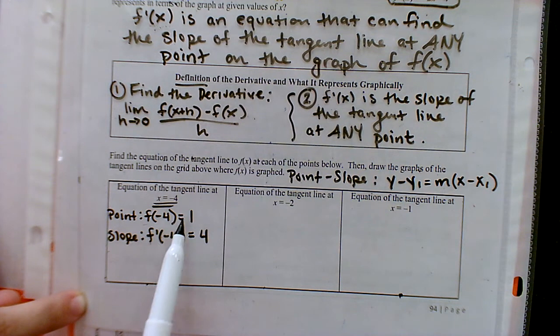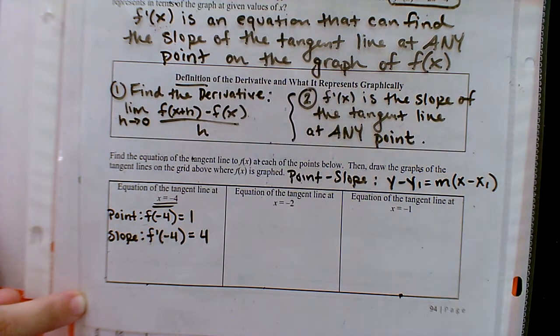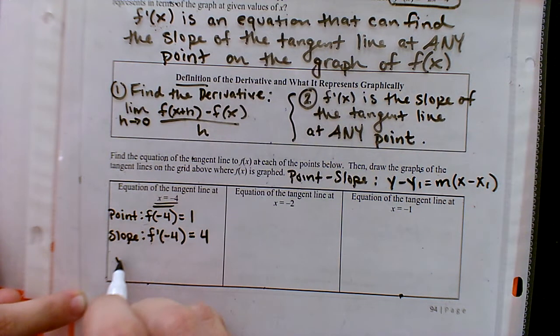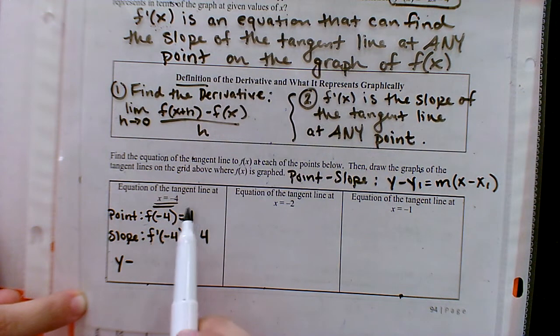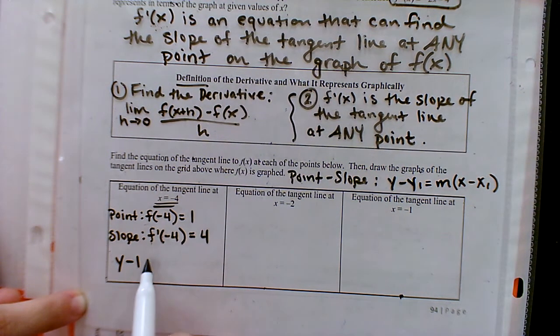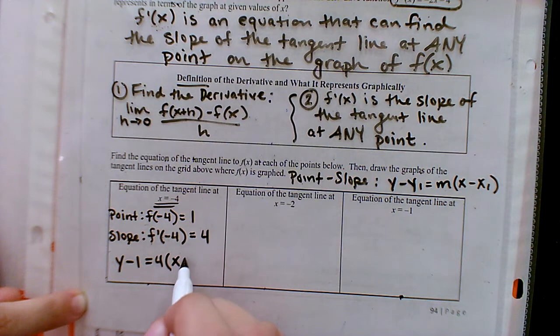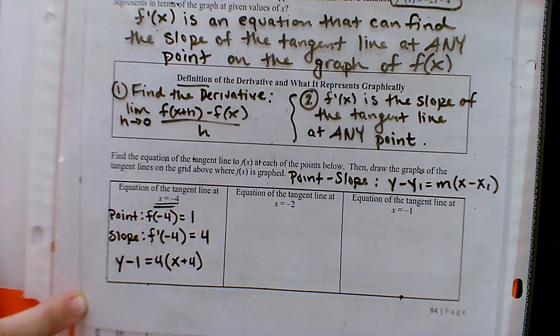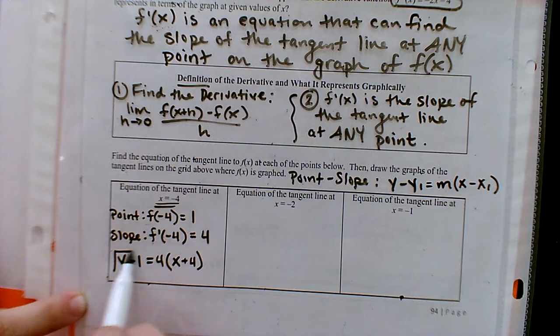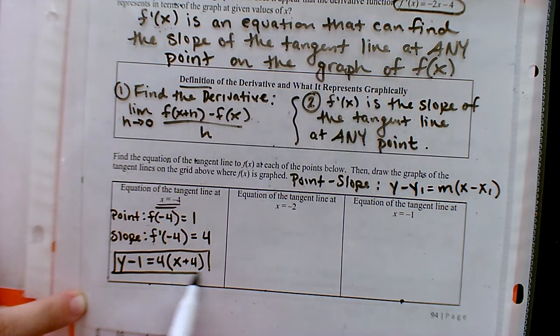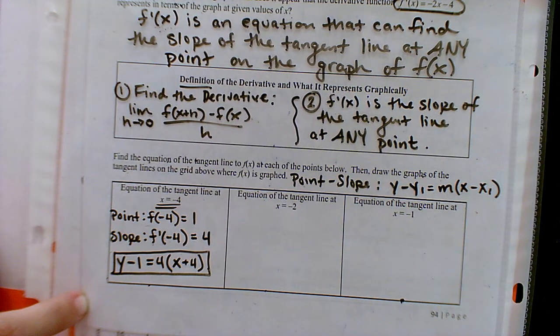So if we know the point and if we know the slope, we can put those together to help us write the equation of that tangent line. We would have y minus y1, which is the y value from the point, equals the slope of 4 times x minus x1, but if we subtract the x value of -4, that would change to a plus. You can leave your answer like that.